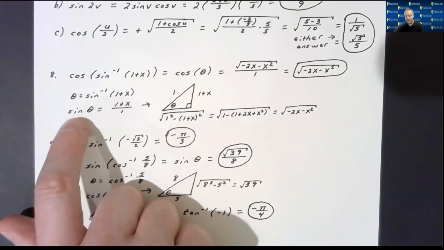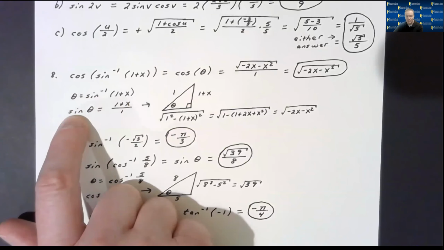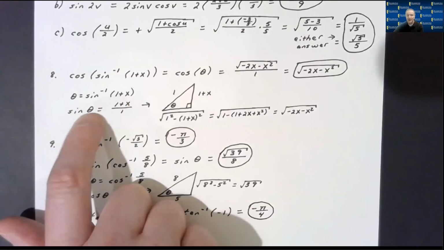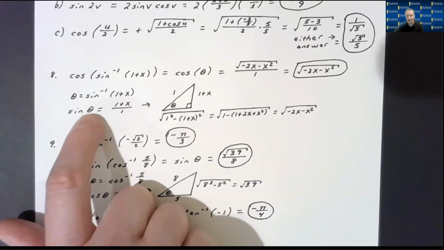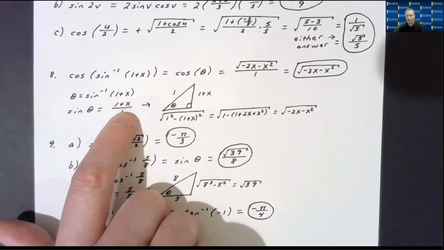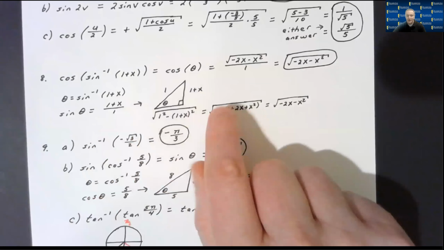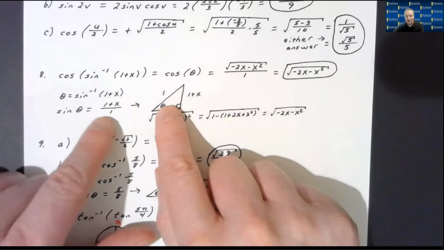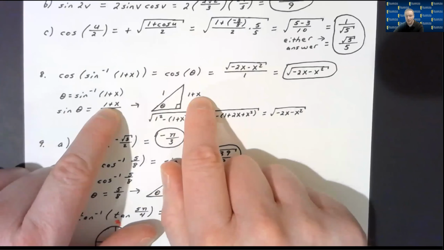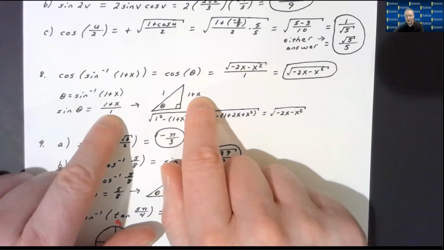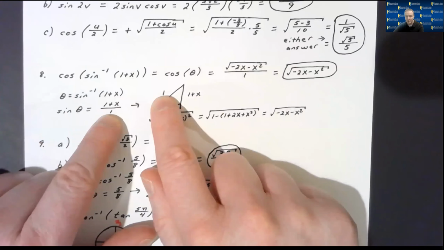Now, since I know sine is equal to the opposite over the hypotenuse within a right triangle, then the sine of theta, instead of just putting 1 plus x, it's more helpful to put it as equal to 1 plus x over 1. Now, inside of a right triangle, I know the side of the triangle opposite theta has to be 1 plus x. I know the hypotenuse has to be 1.